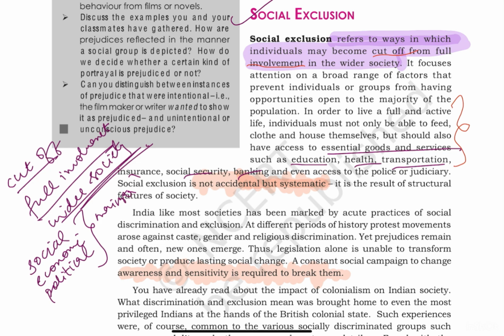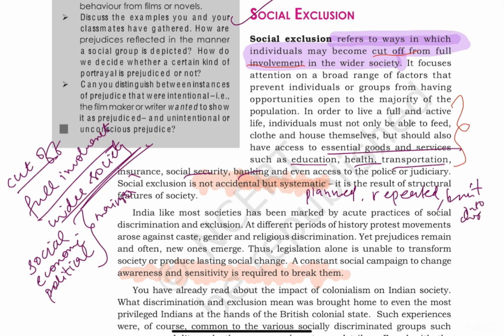Also, one more thing, social exclusion is not accidental but it is systematic. Social exclusion is not accidental. It is not by chance. It is planned. It is planned, it is repeated, and it is built into the system. It is not by chance is what this line means.